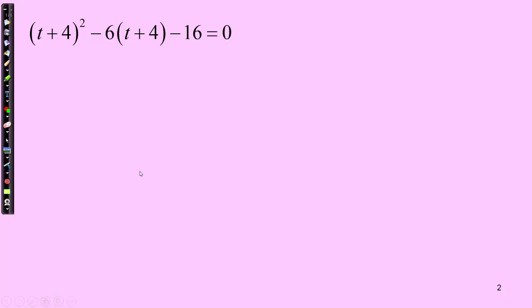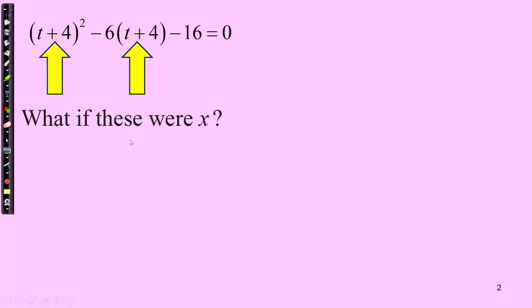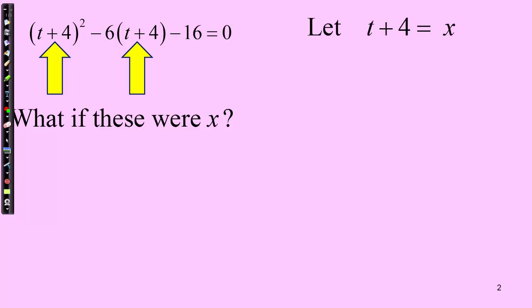And so here's one, and you can see that we're trying to solve for the t in this equation, and if you look at it, it kind of looks familiar. If the t plus 4s were just x's, then what would we have? The quadratic equation, x squared minus 6x minus 16. Now I know how to solve that.